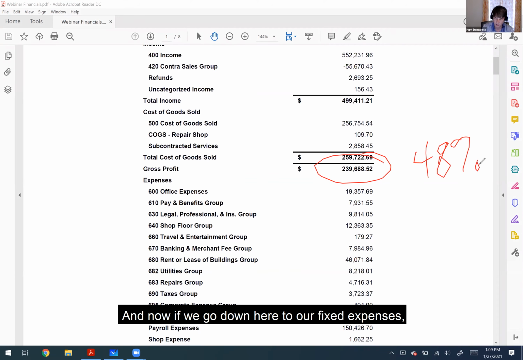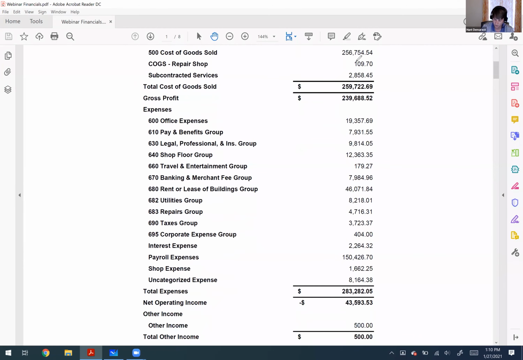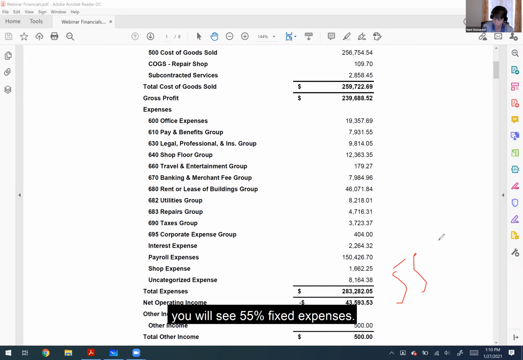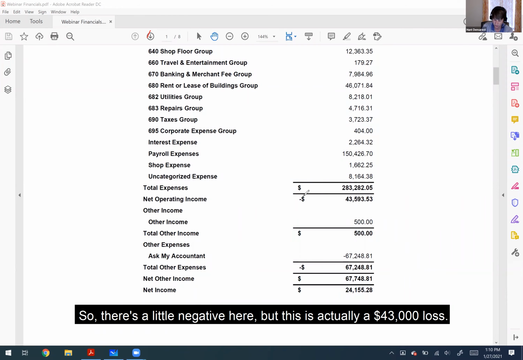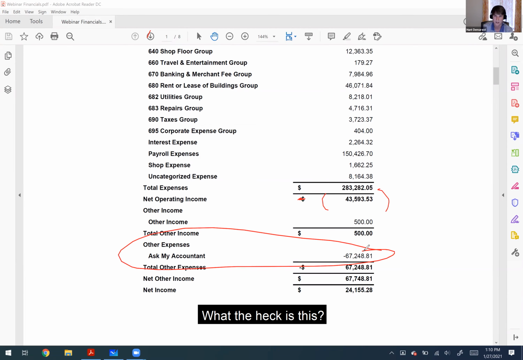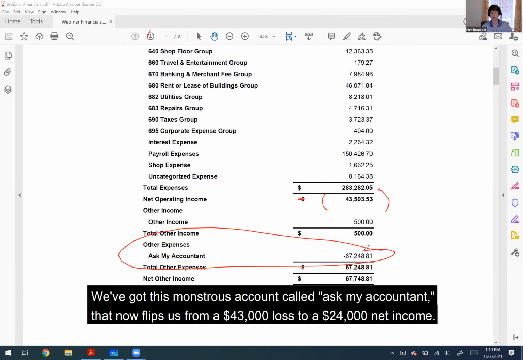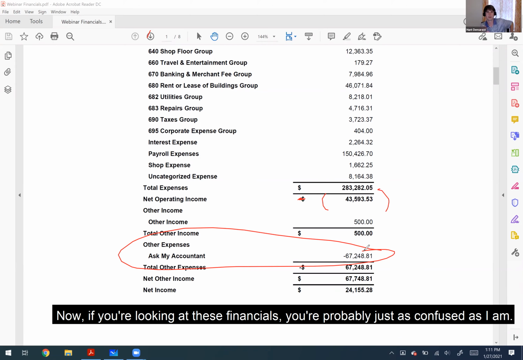That's not too bad. Now if we go down to our fixed expenses, you will see 55% fixed expenses, right? We got a ton of overhead here, and he's not making any money. There's a little negative here, but this is actually a $43,000 loss. What the heck is this? We got this monstrous account called Ask My Accountant that now flips us from a $43,000 loss to a $24,000 net income. If you're looking at these financials, you're probably just as confused as I am.